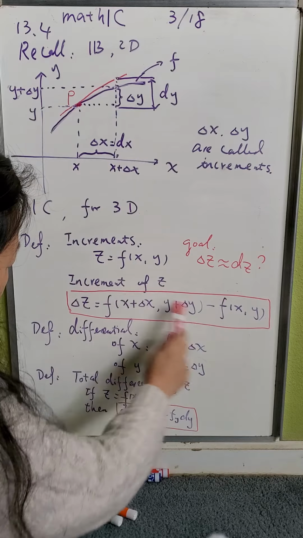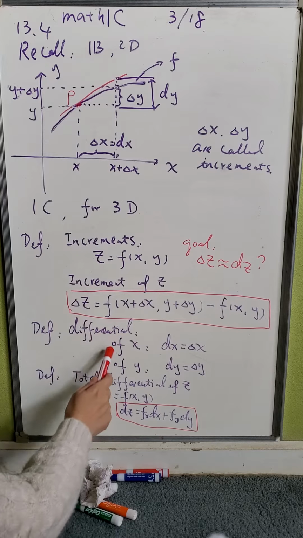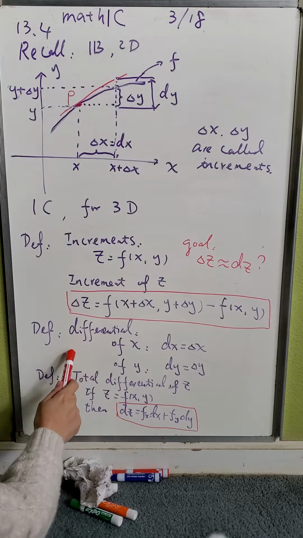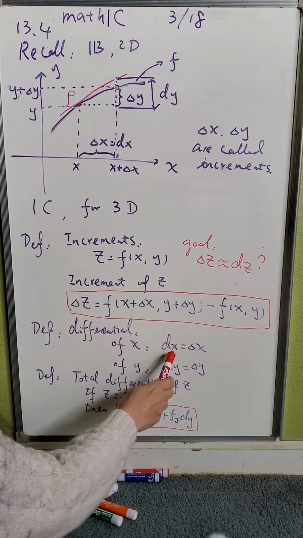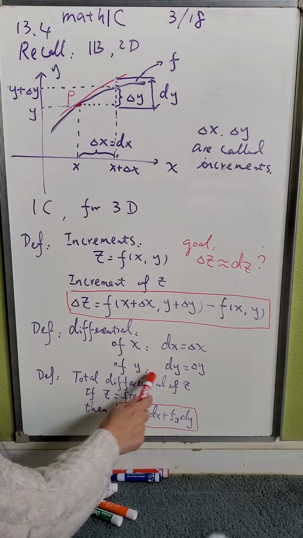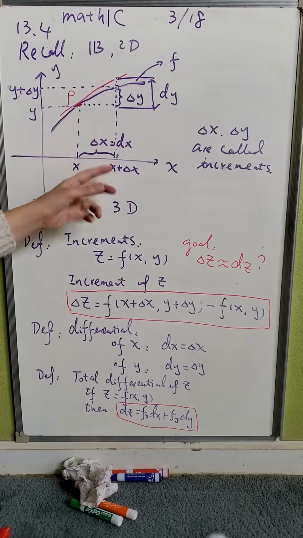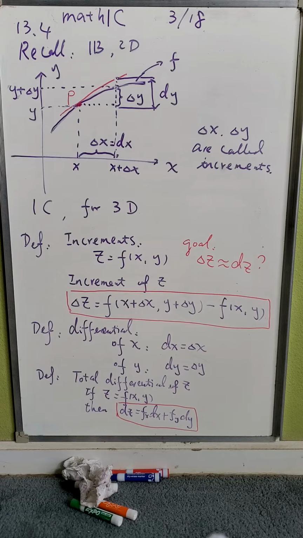And that's the formula for the increment for g. Now the differential for x, this is a definition. Definition means that you take it as it is. The differential of x is dx equal to delta x. The differential for y is dy equal to delta y, because you can see in the picture they're really close. This is definitely equal, and the other is approximate actually, but it's close.